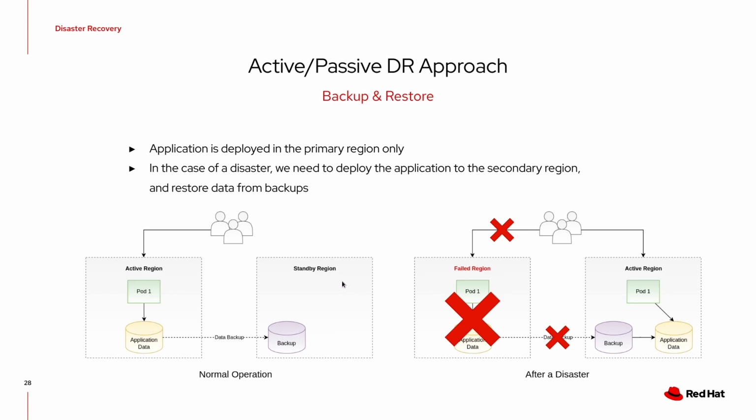Now, in the case of a disaster in the primary region, what we need to do is, from the backups, restore the application data. And then we will also need to start the application in the secondary region. After that, we can reroute the traffic into the secondary region, and that now becomes promoted into the active region. So that is the backup and restore strategy. We use this strategy for our Red Hat ACM cluster, where we are just backing up Red Hat ACM from the secondary to the primary region. And then in case we need it, we can rebuild it there using those backups.